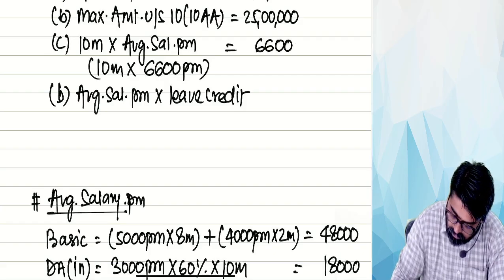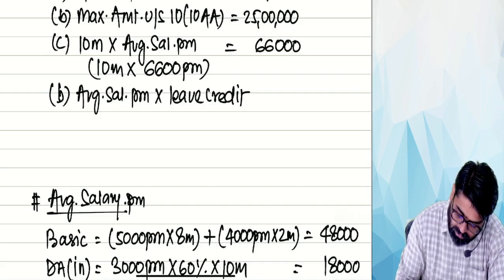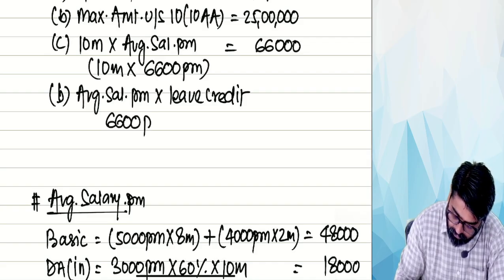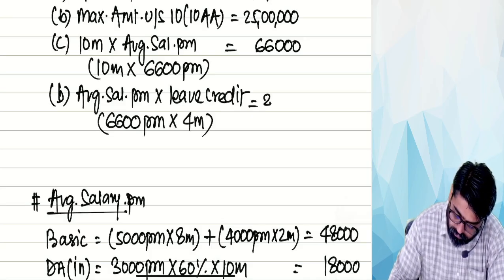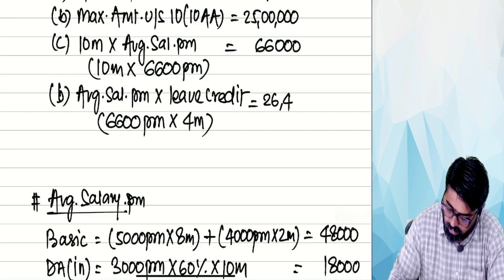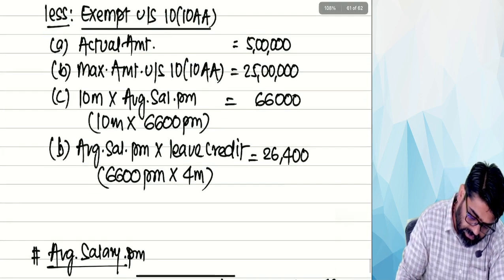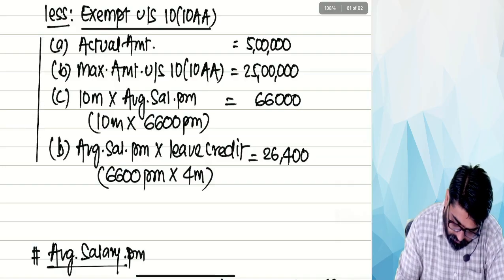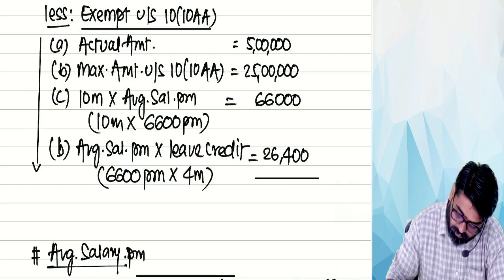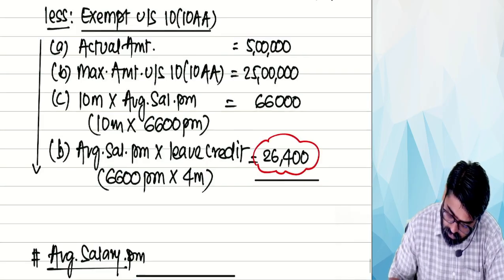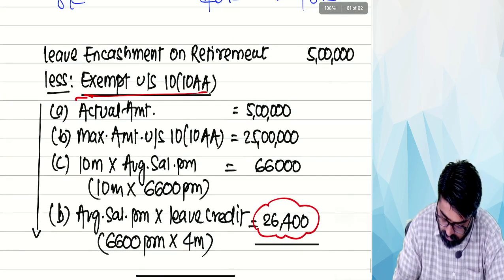Okay, 6,000. Now, average salary per month is 6,600, leave credit is 4 months. How much will it be? 26,400. Whatever it is, tell me how much is the lowest amount? 26,400. This amount you are going to take as exempt.